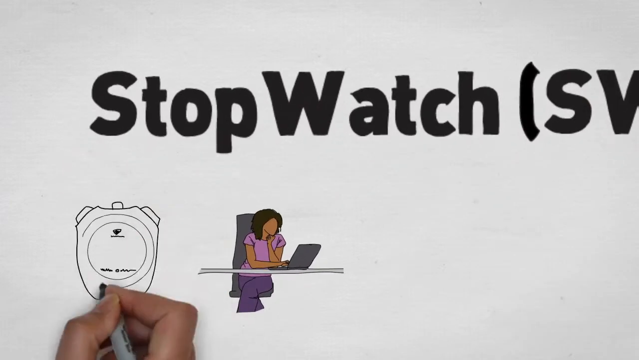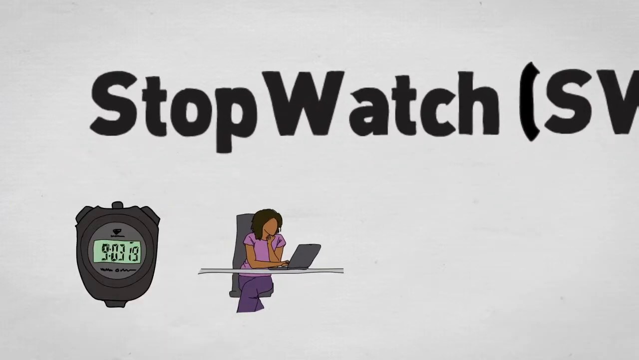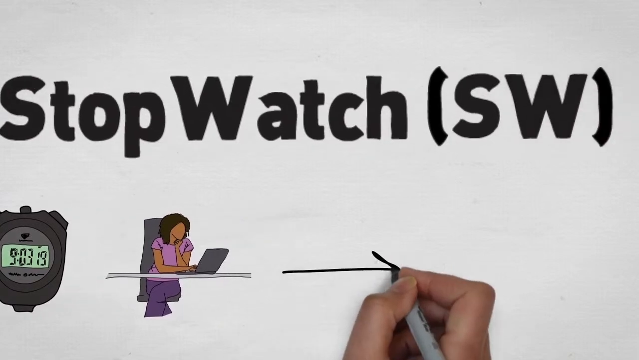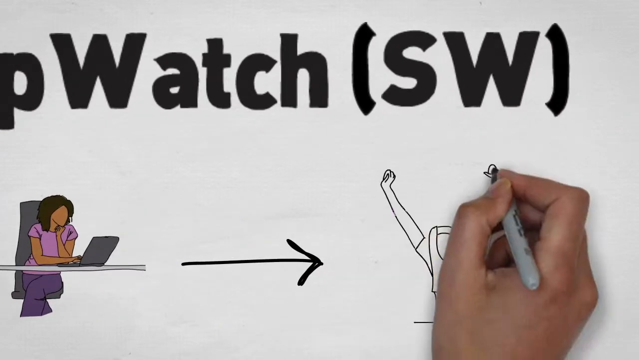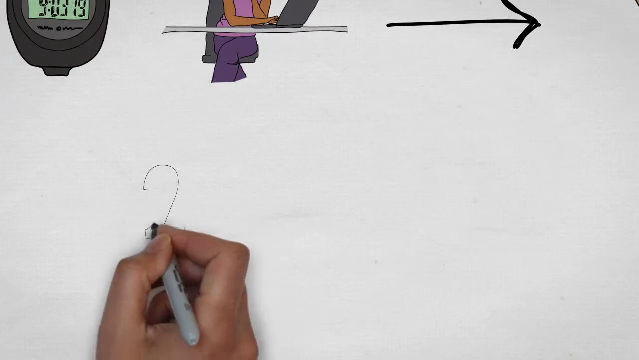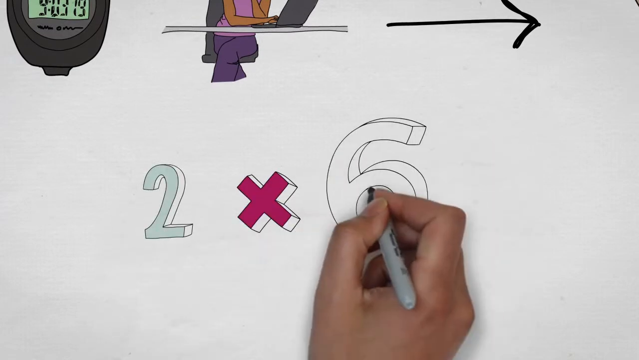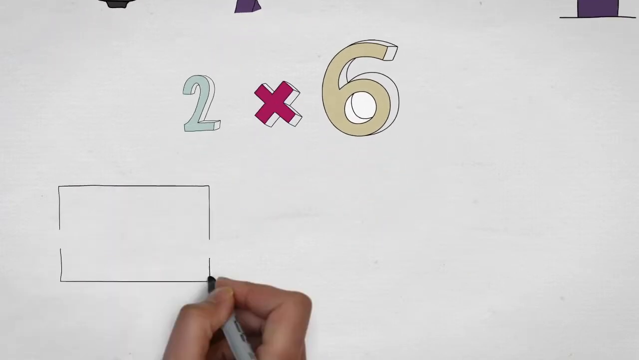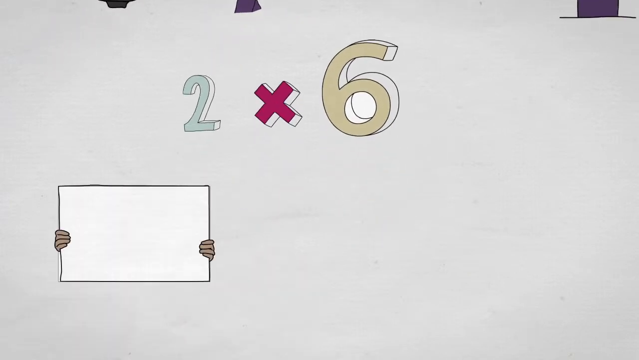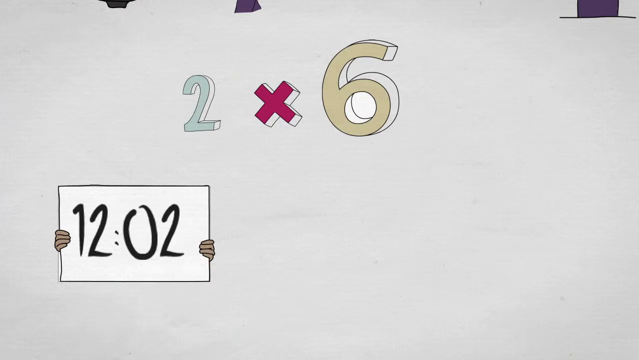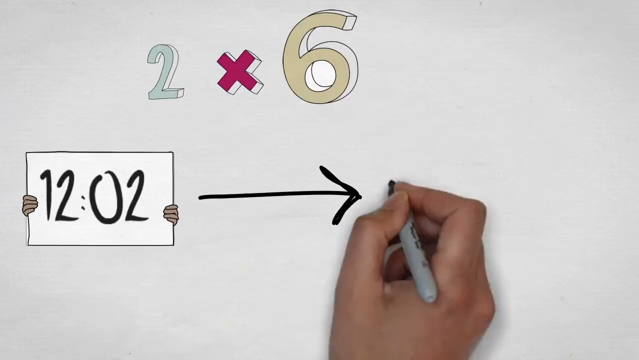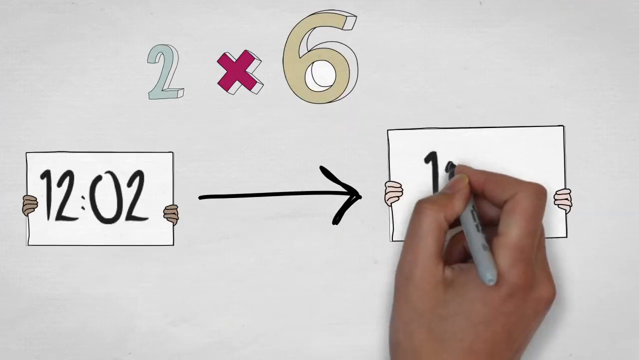Students who have this accommodation can take an unlimited amount of StopWatch breaks, and this amount of time is added to the end of the exam. Let's say a student takes 2 6-minute StopWatch breaks. If they're scheduled to end at 12:02, StopWatch extends the exam to 12:14.